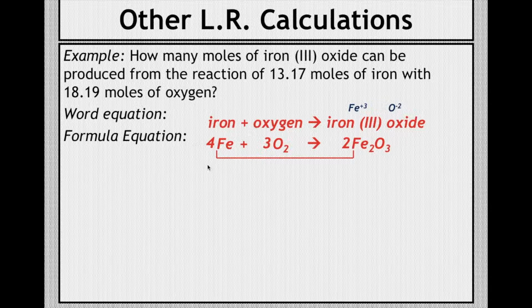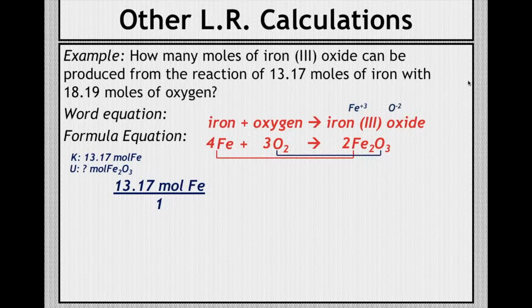So we have 13.17 moles of iron, and we have 18.19 moles of oxygen. So we need to find out how much of this iron oxide we will make given those two amounts. So we're going to have two equations, one with the iron being the known and the iron oxide being the unknown, and one with oxygen being the known and iron oxide being the unknown. In these calculations, the unknown will always be the same as far as finding the limiting reactant.